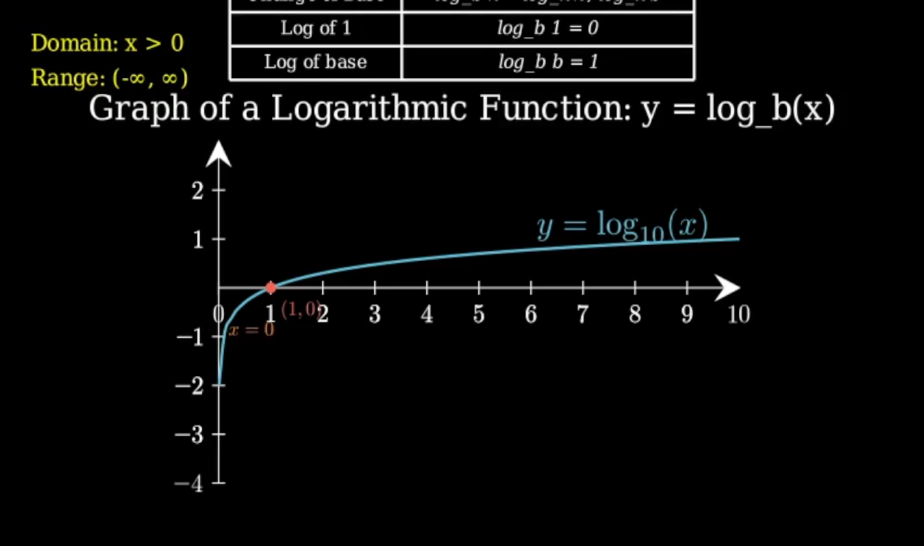Now, what if the base b is between 0 and 1, like log base 1/2 of x? The graph is decreasing. It still passes through (1, 0), and has a vertical asymptote at x equals 0, but it slopes downwards from left to right.